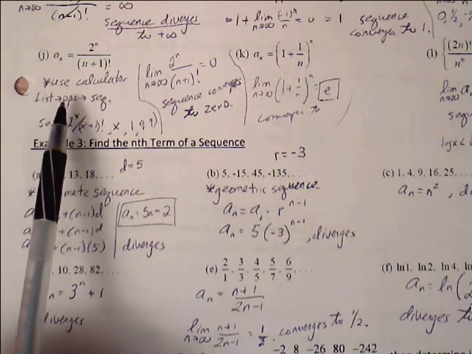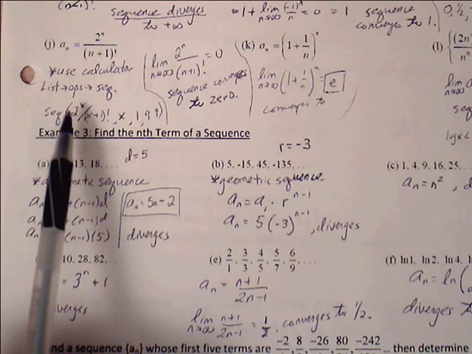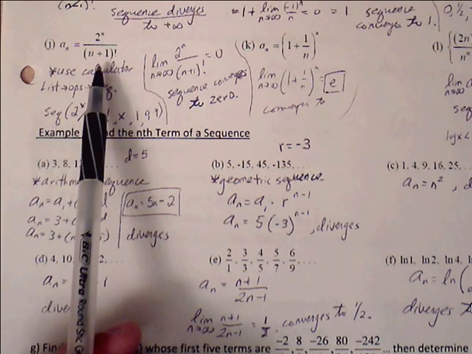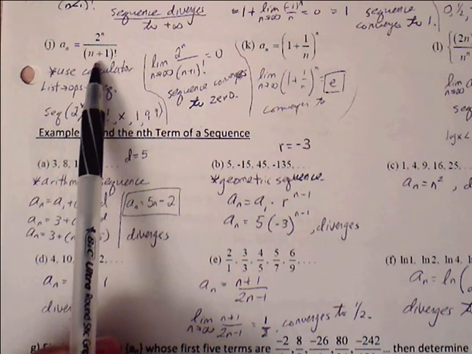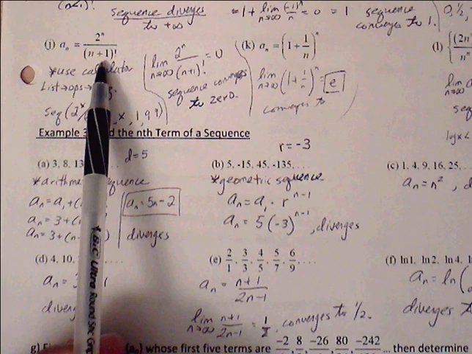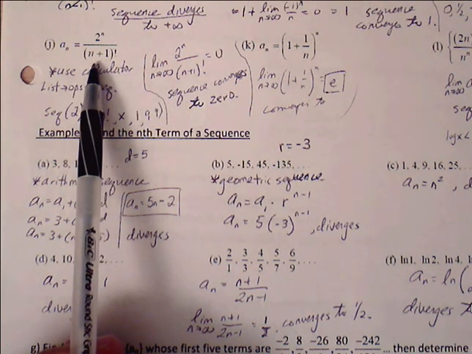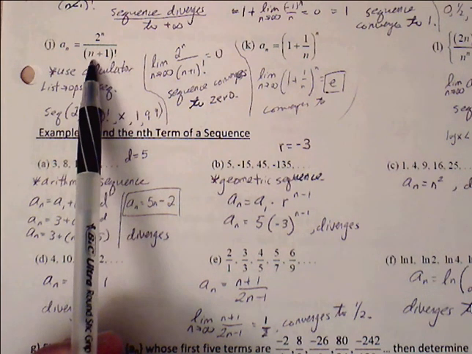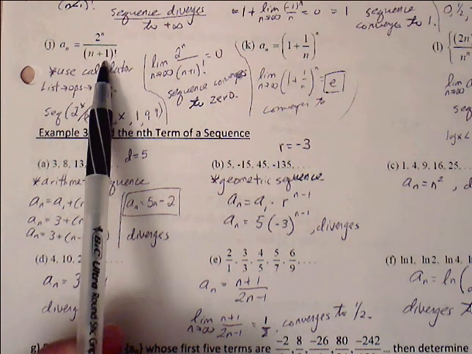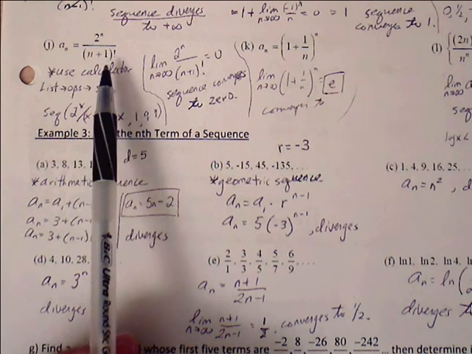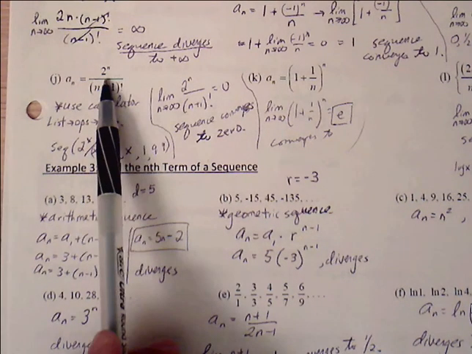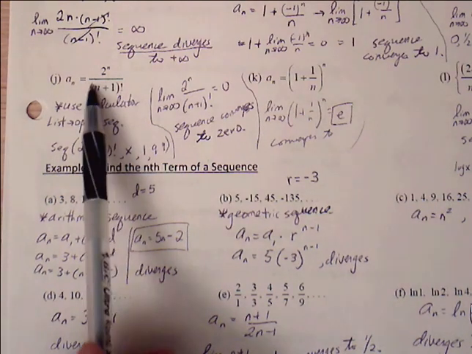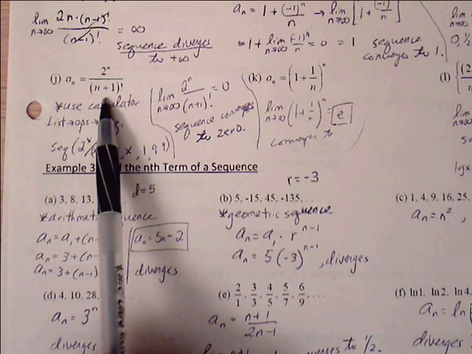2 to the n over n plus 1 factorial. Here, this may not be very apparent, but one way you can do this is we can look at comparative growth rates, and we know that these are both increasing at a very fast rate. But factorials are going to increase at a faster rate than these exponential functions. So this will go to 0, so therefore our sequence will converge.